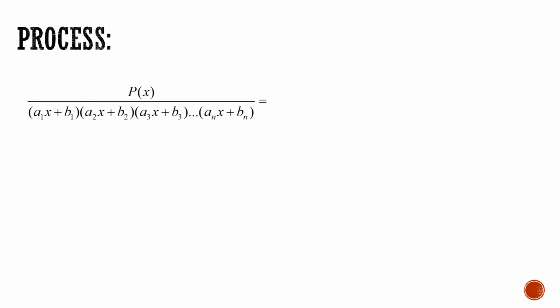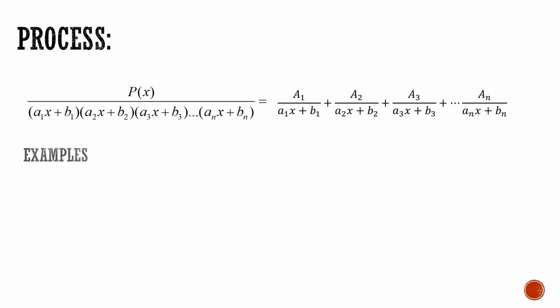So this is the process. We start off with this rational expression that has distinct linear factors in the denominator, and we're going to break them up into each part. So in other words, each distinct linear factor will have a numerator, which we will call a1, a2, a3, all the way up to a sub n, depending on the number of linear factors we have. So although this might look a little bit confusing, this is really what it comes down to.